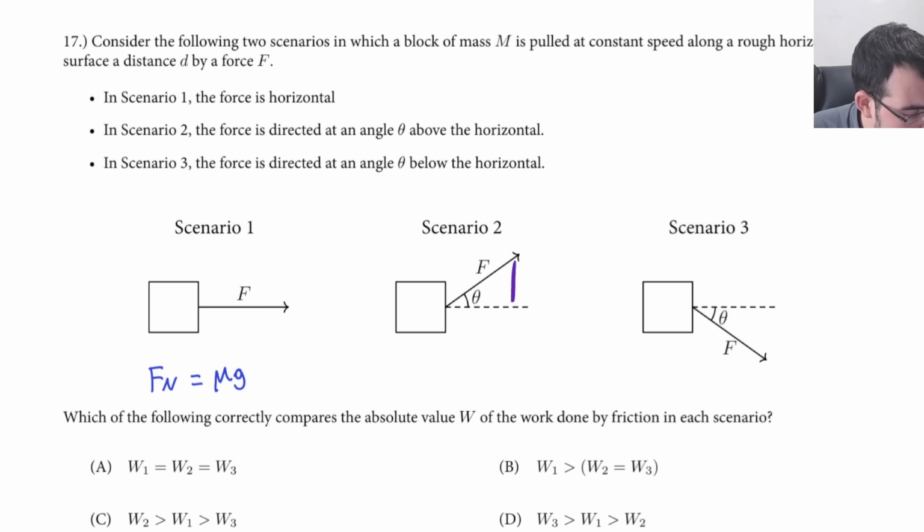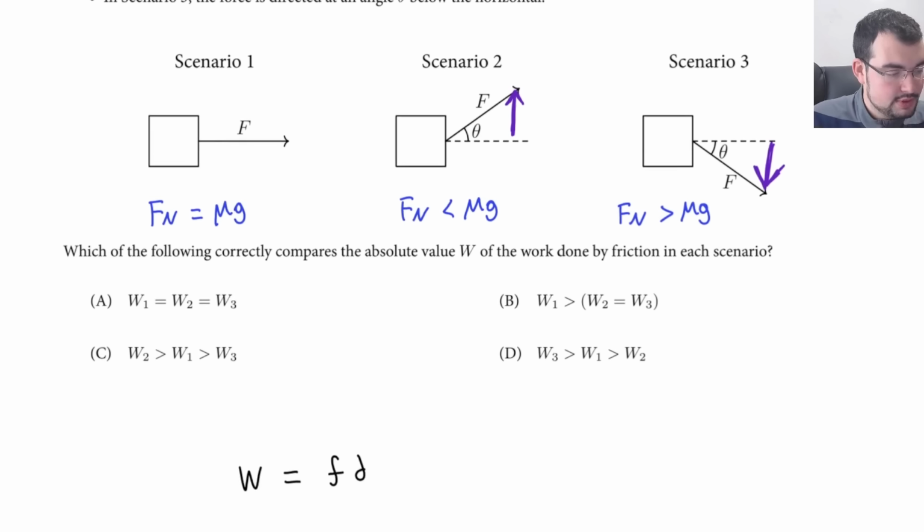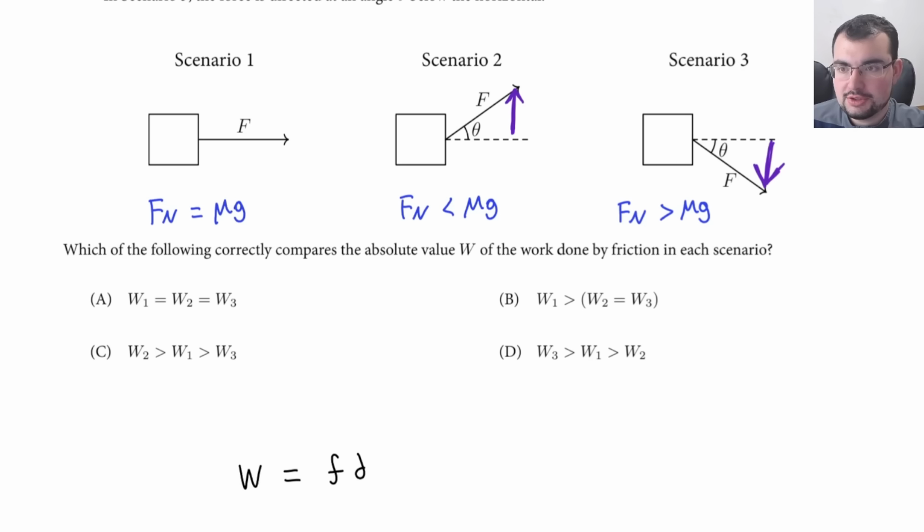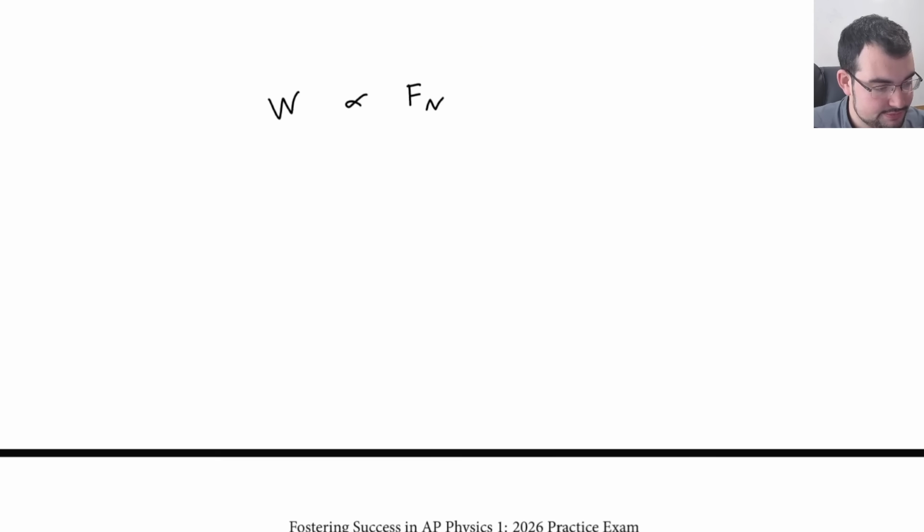Scenario 2, part of my force is helping the ground push back up on my block. So in this case, the normal force is less than mg. And in this case, the rope is actually fighting the normal force. So the normal force is actually greater than mg in this case. So scenario 2, the frictional force is going to be lowest because the normal force is lowest. Scenario 3, the frictional force is highest, and 1 is in the middle. Even though there wasn't a whole lot of math with this comparison, I thought this was hard. Anytime you have to talk about normal force and comparing them, that's tricky for students.